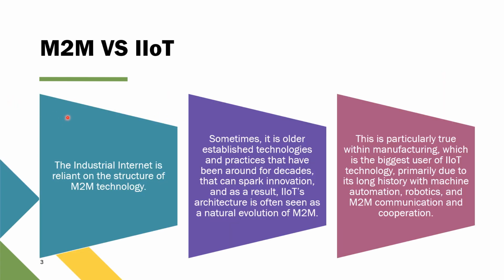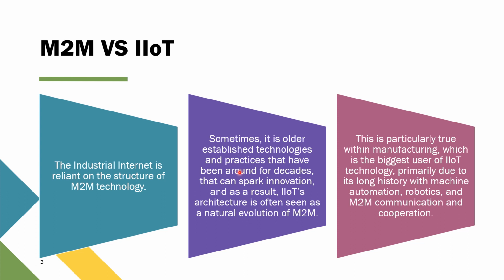IIoT is very reliant on machine-to-machine technology. The machine-to-machine is already in the industry for a long time. If we go back to Industry 1.0, 2.0 and 3.0, robotics, all the automation and M2M communication has been there. This technology has been practiced for decades, and then it can spark innovation and result in the IoT architecture.